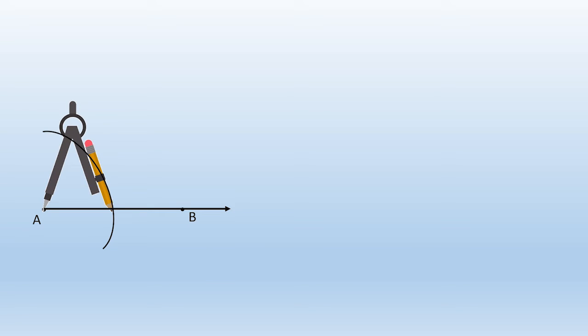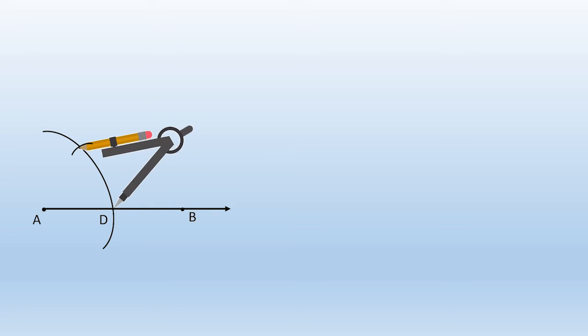Now let's learn how to construct an angle of 60 degrees at the initial point of a given ray. We have taken a ray AB with the starting point A. We want to construct a ray AC with angle CAB equal to 60 degrees. We will discuss the following method of doing so.